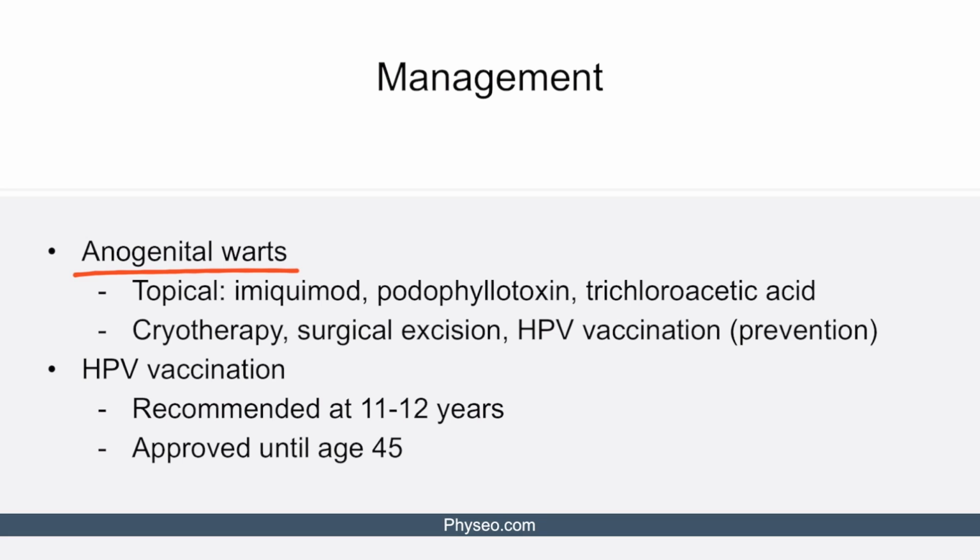HPV vaccination is a way of prevention and protects against various HPV strains, including HPV 6 and 11 that cause anogenital warts, and also HPV 16 and 18 that cause cervical cancer. Now, HPV vaccination is recommended for adolescents at 11 to 12 years of age, and a second dose is given after 12 months. And the HPV vaccine has been approved for use in the United States until the patient turns 45.